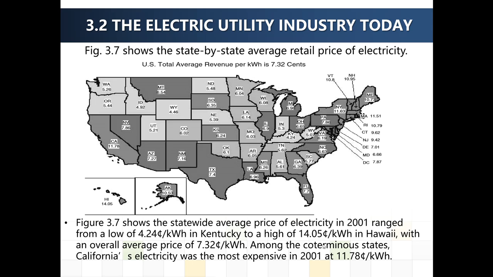Among the coterminous states, California electricity was the most expensive in 2001. The retail price in California is 11.78 cents per kilowatt hour. Because California mainly uses natural gas, and using natural gas to produce electricity is very expensive.